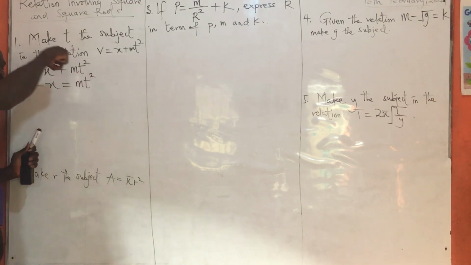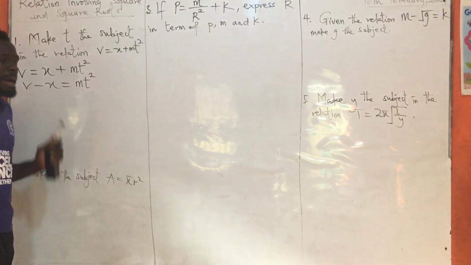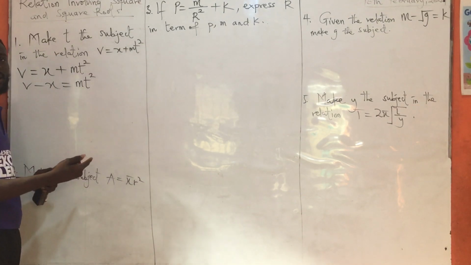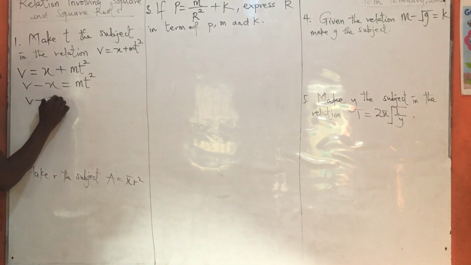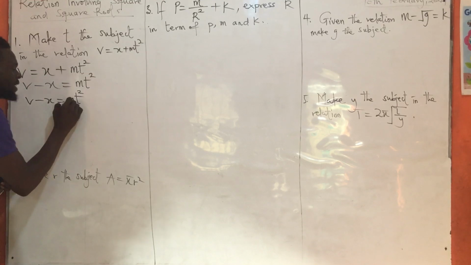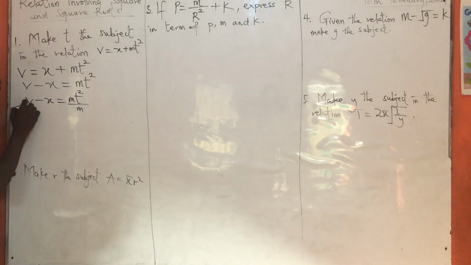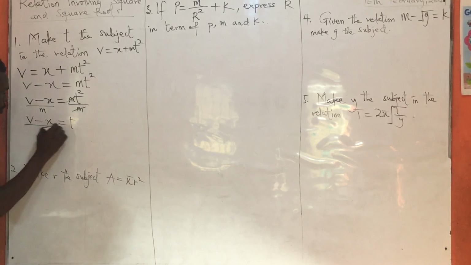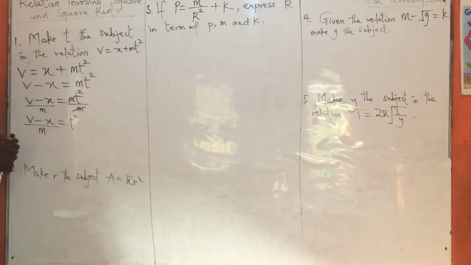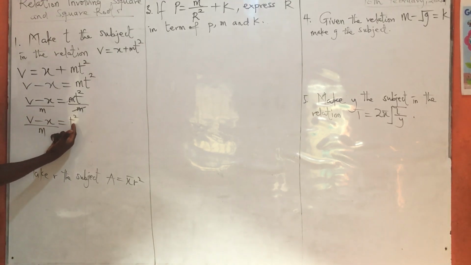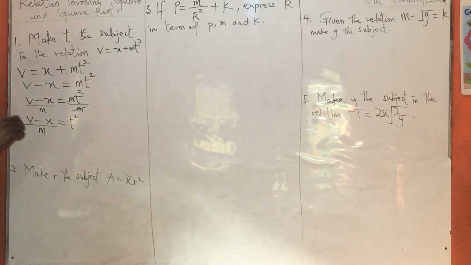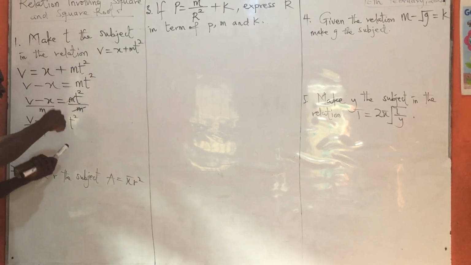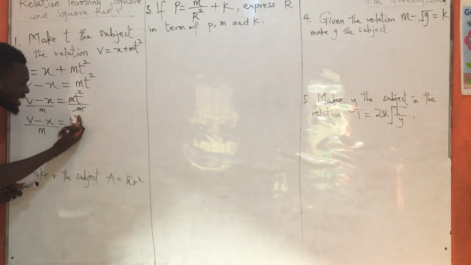The aim is to let the t stand alone, but the m is multiplying the t. So because the m is multiplying the t, I will divide this by the m and also divide this by m. So now I have v minus x is equal to m will cancel m, then all over m t squared. So you can see that now the t is standing alone, but the t is not alone, the t is squared. So I have to get rid of the what?